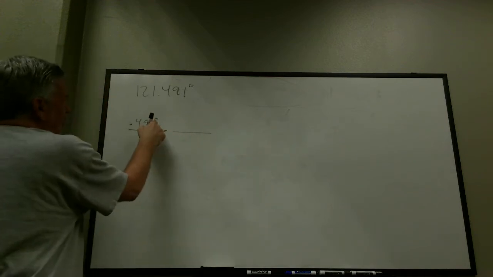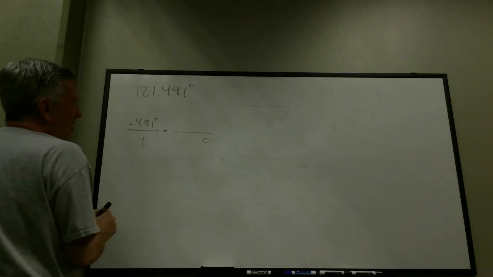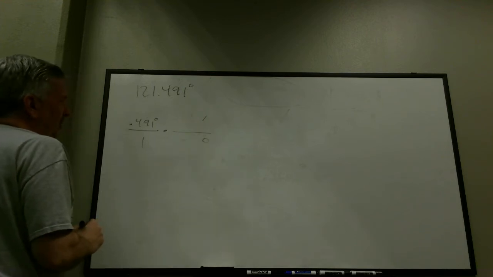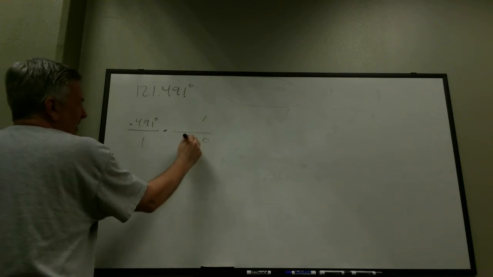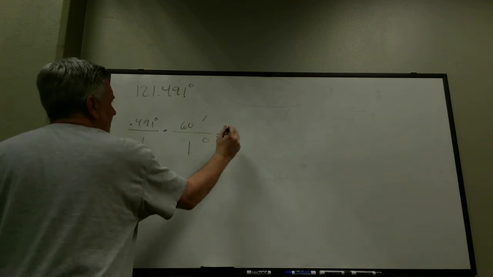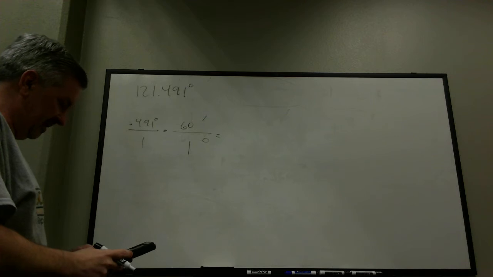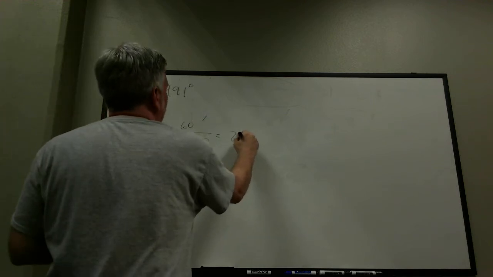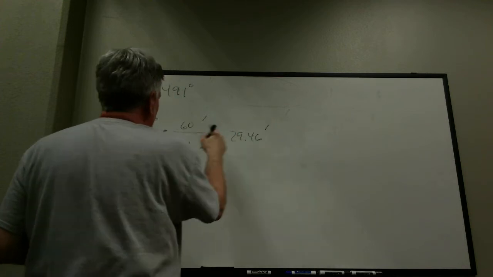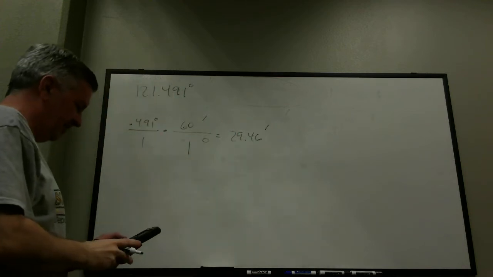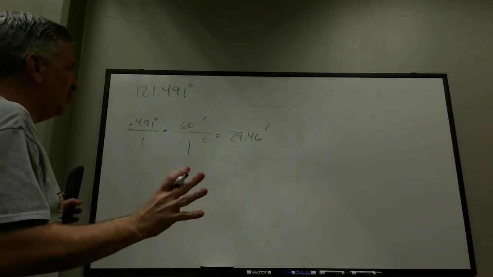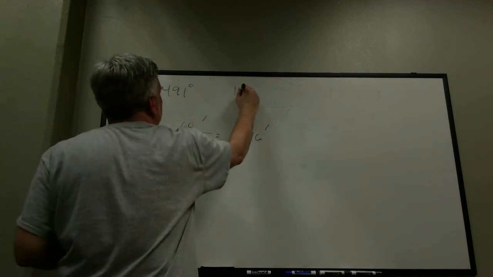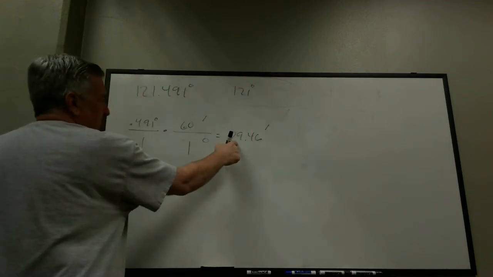Okay, so I want to get rid of degrees, so degrees go in the bottom, minutes go in the numerator, and then how many degrees is how many minutes? 1 degree is 60 minutes. So if I multiply the 0.491, punch along with me, times the 60, I get 29.46 minutes, right? The degrees cancel, I went to minutes. So notice my answer so far is 121 degrees, 29 minutes.